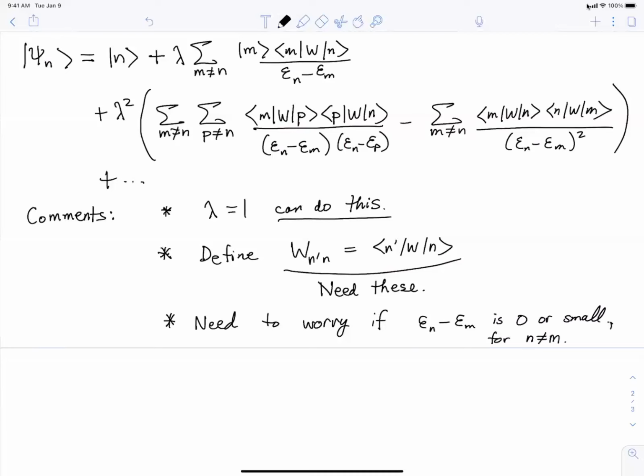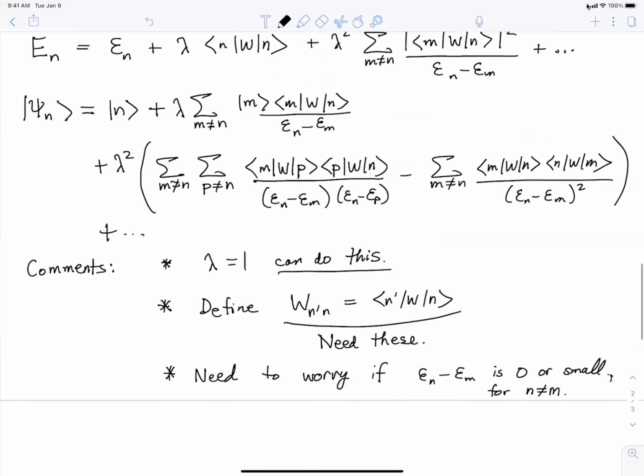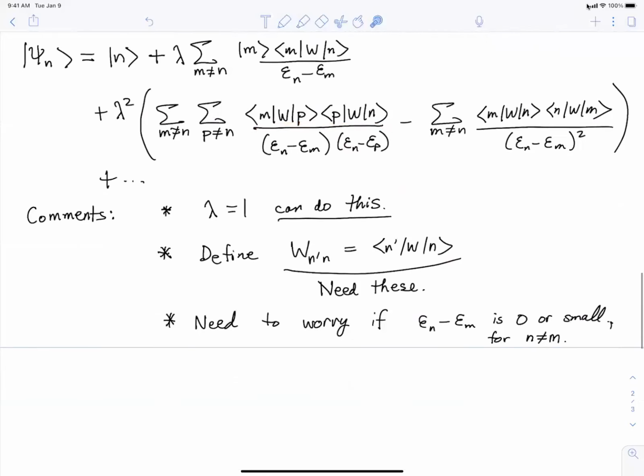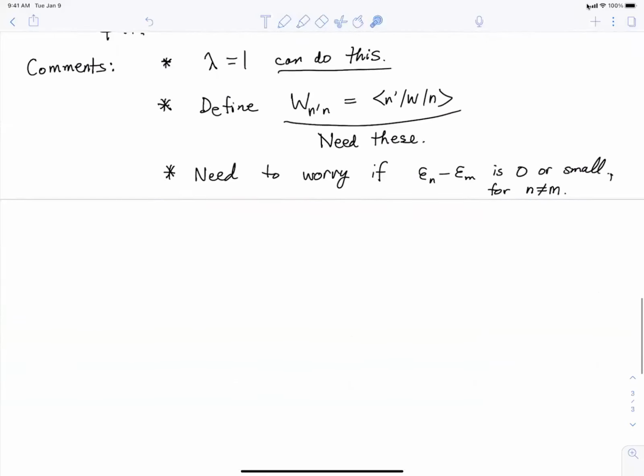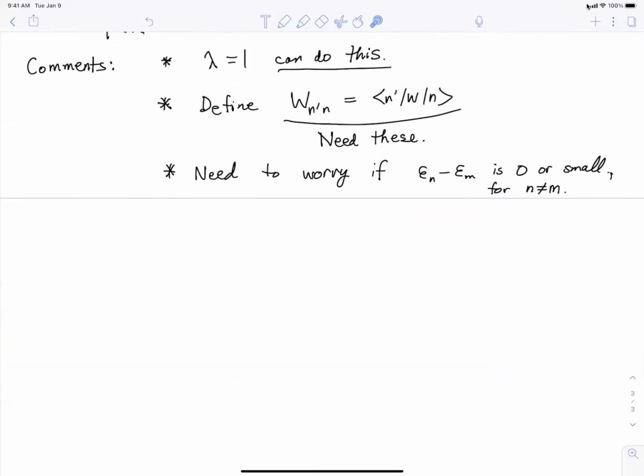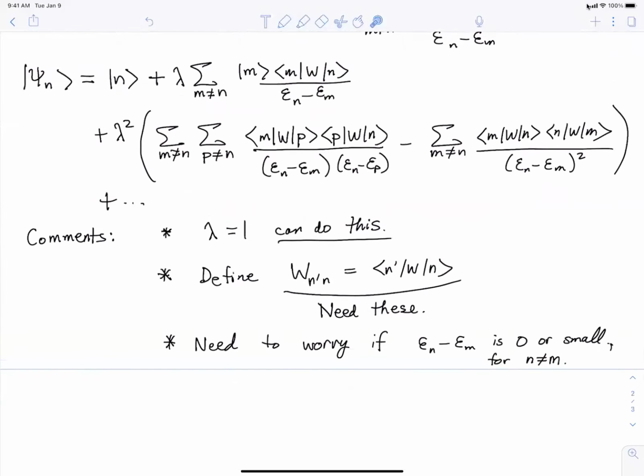But even if it's non-zero but small, then we still have a problem, because notice that at each order in perturbation theory, we're getting an extra power of one of those denominators. And so if the denominator is just small, then our perturbation series is not going to converge. And again, everything we're doing is quite possibly nonsense. So we will have to worry about those things later. But for now, we're going to do some examples where everything works and everything's fine. Okay, maybe I should ask if there are any questions first before we start doing examples.